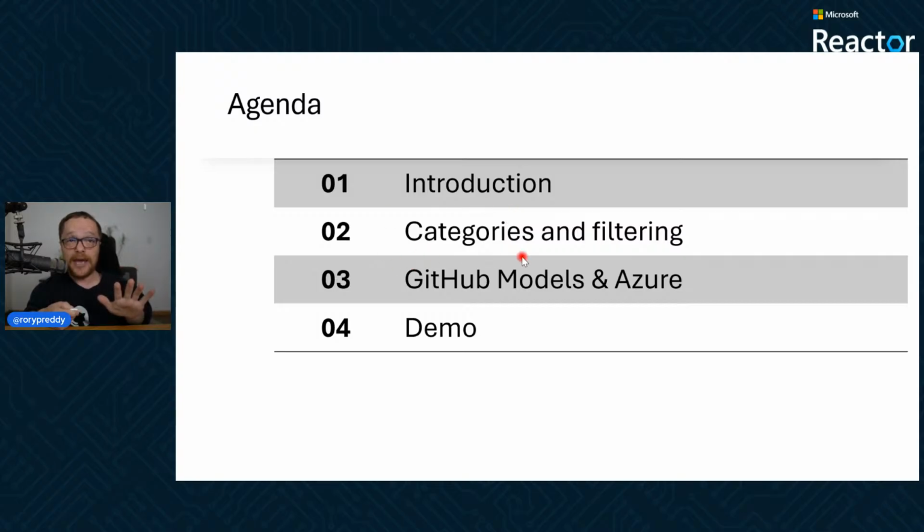Then we're going to go through categories and filtering on how you can get started to understand how it works and build it into your applications. We're going to give a little bit of an insight into what GitHub Models and Azure can offer. And then we've got a demo where we're going to show you how to get started and star and fork the repo and get started with that.